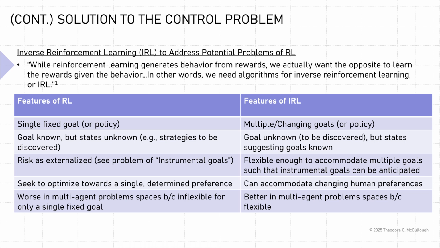Further, with reinforcement learning, you seek to optimize towards a single deterministic preference. With IRL, you can accommodate changing human preferences. And finally, reinforcement learning is worse in the multi-agent problem space, for it's inflexible and can only seek to actualize a single fixed goal, whereas IRL is better in multi-agent problem spaces because it's flexible. We'll talk a little bit about multi-agent problem spaces in the next slide.